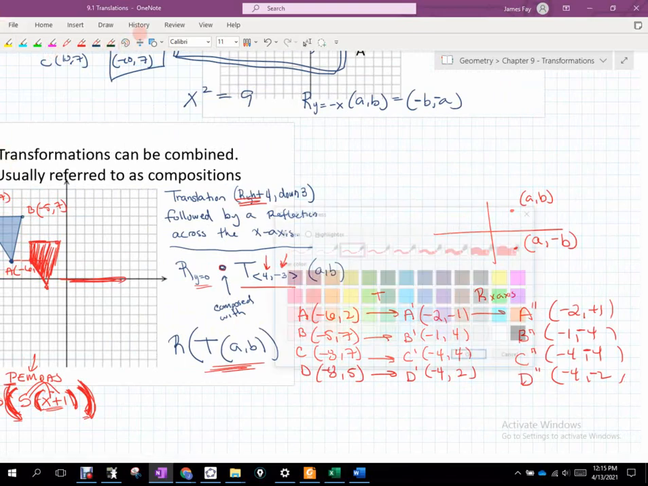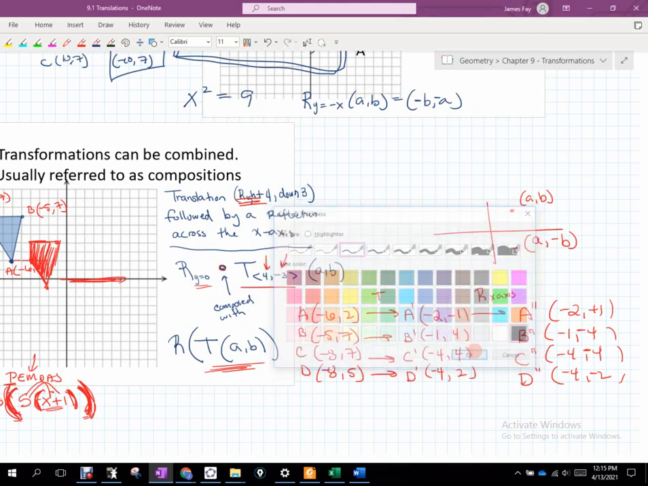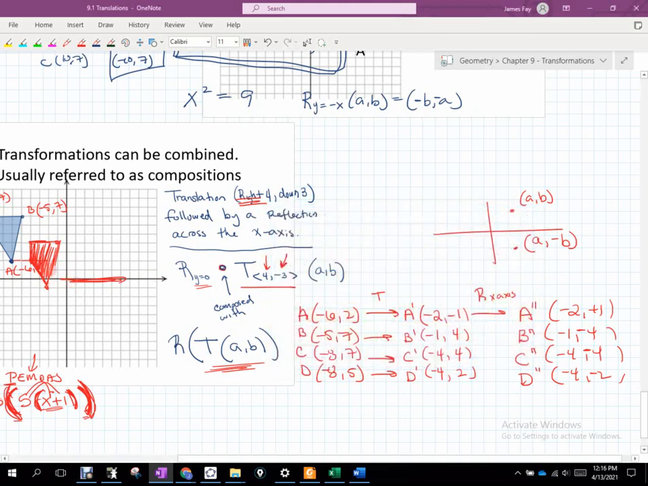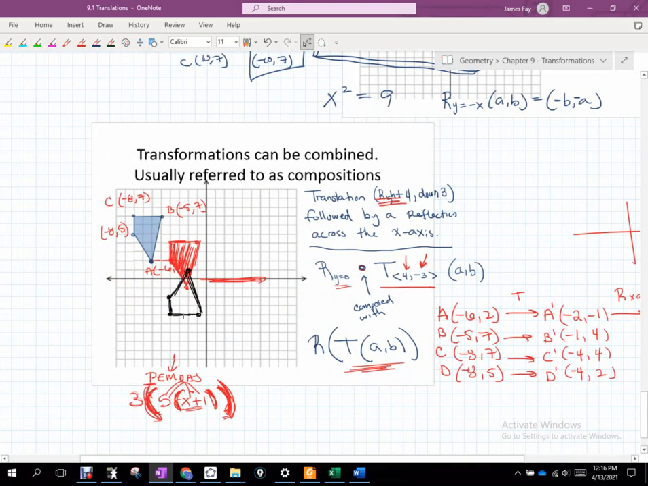So I'll do this in black. If I graph (-2, 1), which would be right there, (-1, -4), should be right there, (-4, -4), and (-4, -2), would you agree that that black outline shape is now the reflection of the red one?